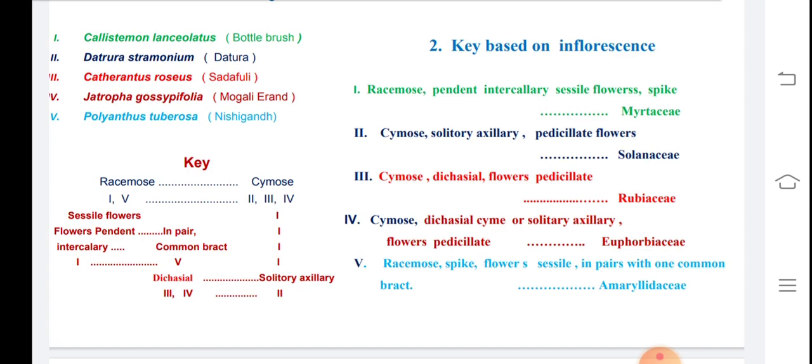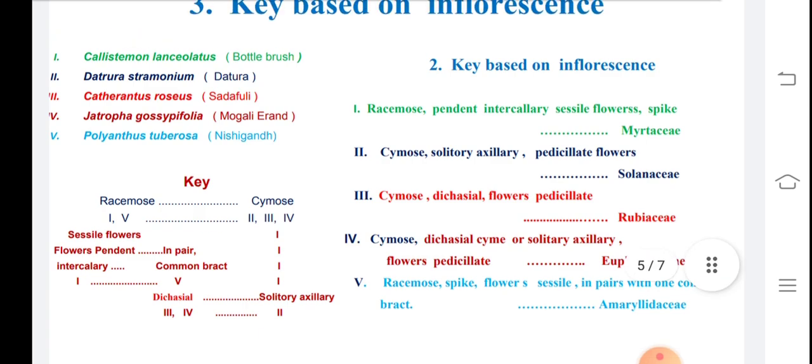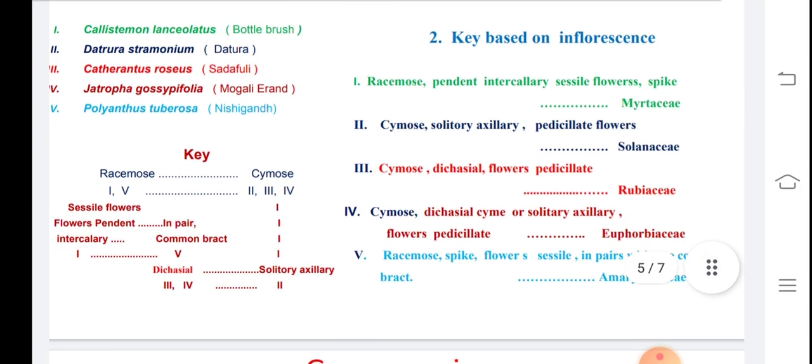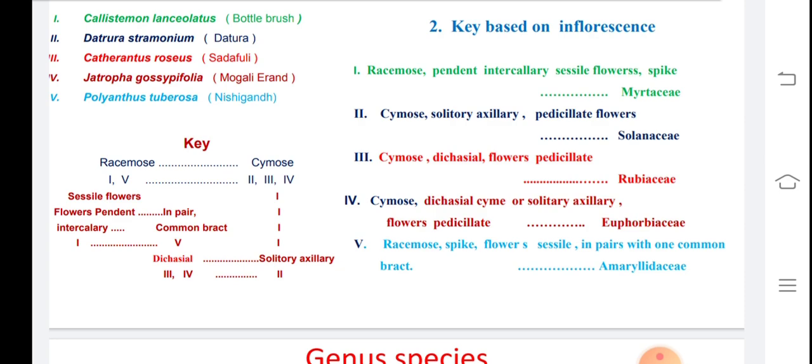So it is a character of the family Asparagaceae. In SYBSc we have studied these families, but again we have considered them further here. Then the key is very simple: racemose and cymose directly. So numbers 1 and 5 are racemose; second, third and fourth are cymose. Then sessile flowers is the common character. In sessile flowers, pendulous, that is like a pendulum, is seen in number 1, bottle brush, and the common bract is the fifth's character. So that is for the racemose side.